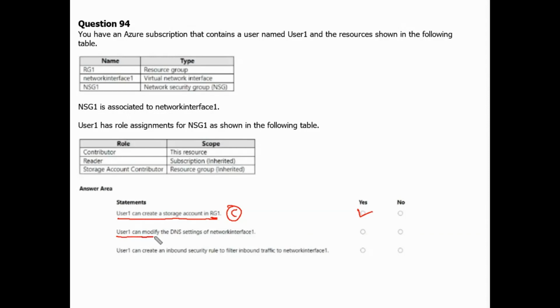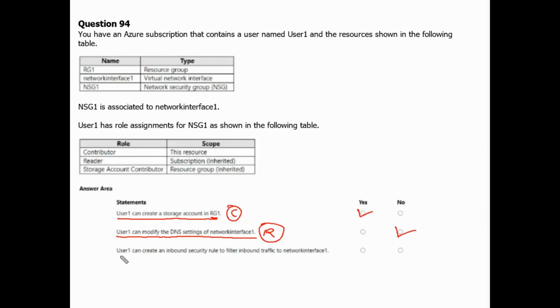Statement 2. User 1 can modify DNS settings of network interface 1. On network interface 1, the effective role for user 1 is the reader role only. Therefore, the user can only read on the network interface, and cannot modify any settings, or the DNS setting, on the network interface.